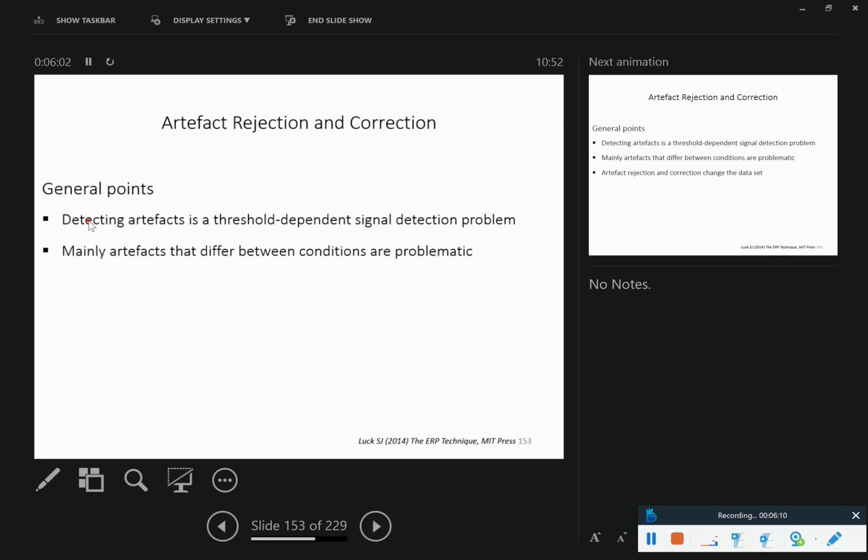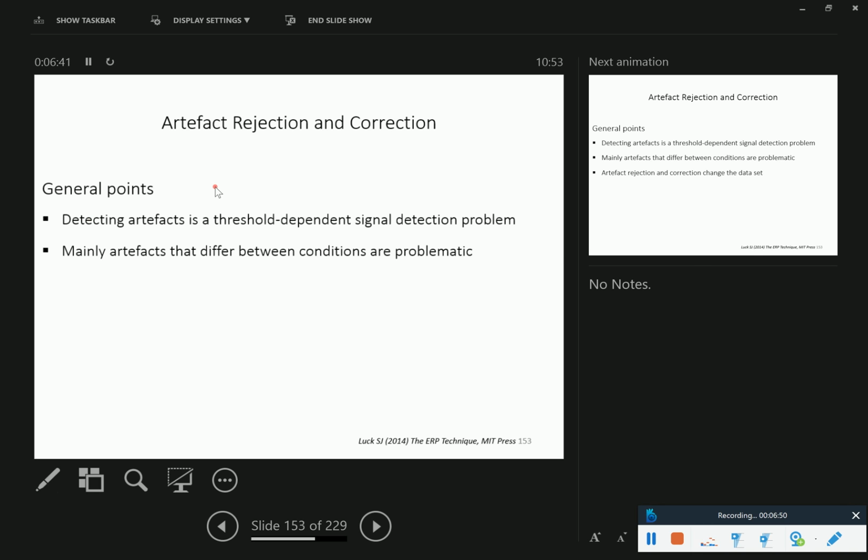Not all artifacts are equal. If, for example, you have eye blinks, and a participant in an EEG experiment is presented over time with different conditions randomly, that means uniformly, with blinks and no association between your condition of interest, for example looking at faces, and your condition of no interest, looking at non-face stimuli, then it's not necessarily problematic, because a difference between your conditions should not be driven by the artifact.